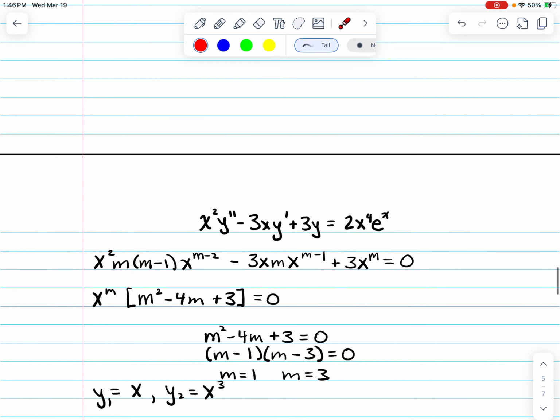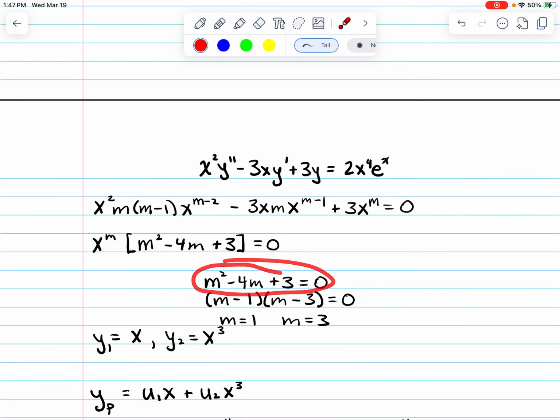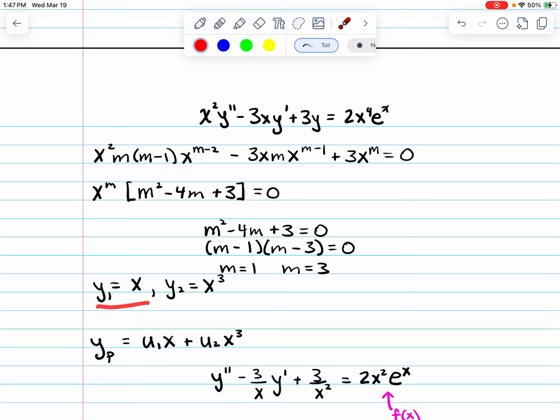Now let's look at a non-homogeneous case. So I go through here and I'm going to solve this like usual. I'm going to get my little quadratic equation, solve it, and I get m equals 1 or m equals 3. So here's y1 and y2. Now it's time to solve the homogeneous part. I need to find the particular solution.